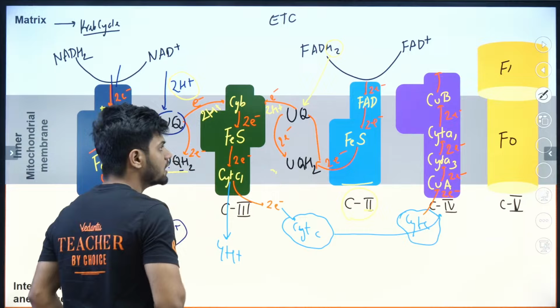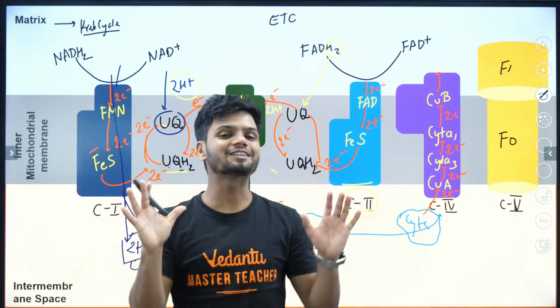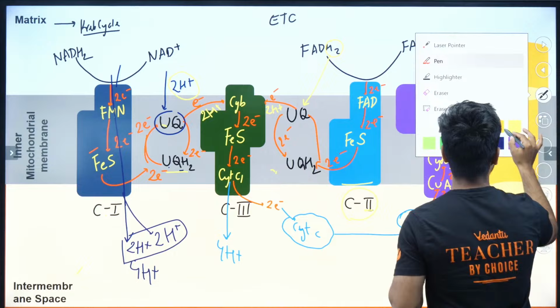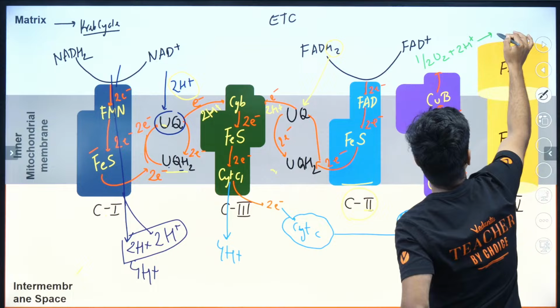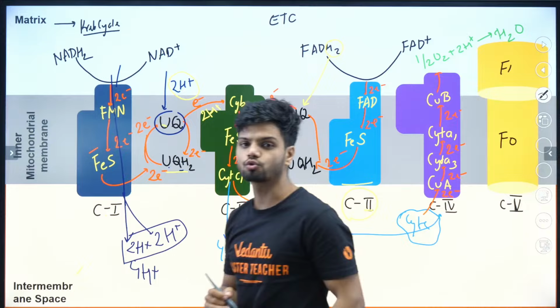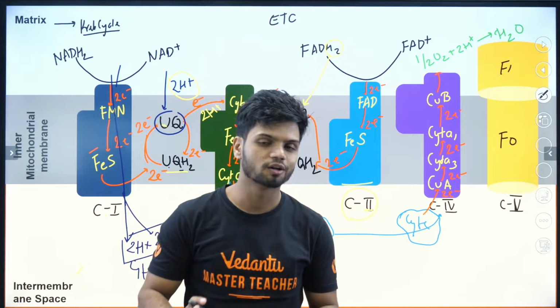Now finally, the electrons are taken up by, I have told you, the final electron acceptor in your electron transport chain, none other than your mighty, almighty oxygen. Half O2 plus 2H+ makes up the H2O. The final electron acceptor is your oxygen. That's where the electrons are going.